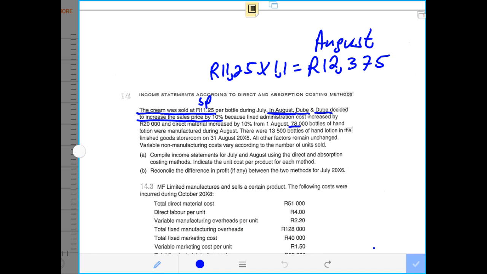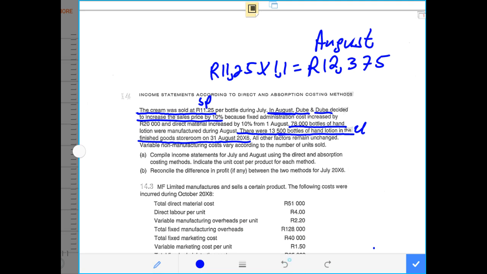Then it says 78,000 bottles of hand lotion were manufactured during August. So now this will be production for the month of August. This will be the number of units that were produced in the month of August. Then after, it further says to us that there were 13,500 bottles of hand lotion in the finished goods storage on the 31st of August 2006. So now this will be the closing inventory by the end of the month of August.